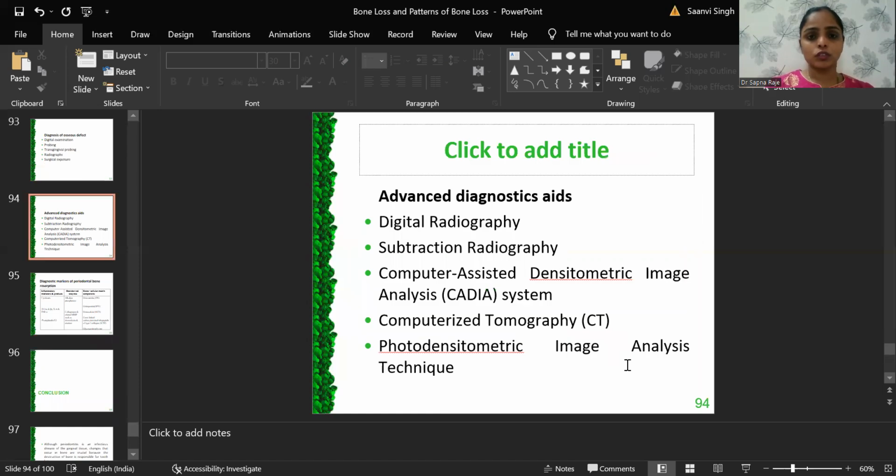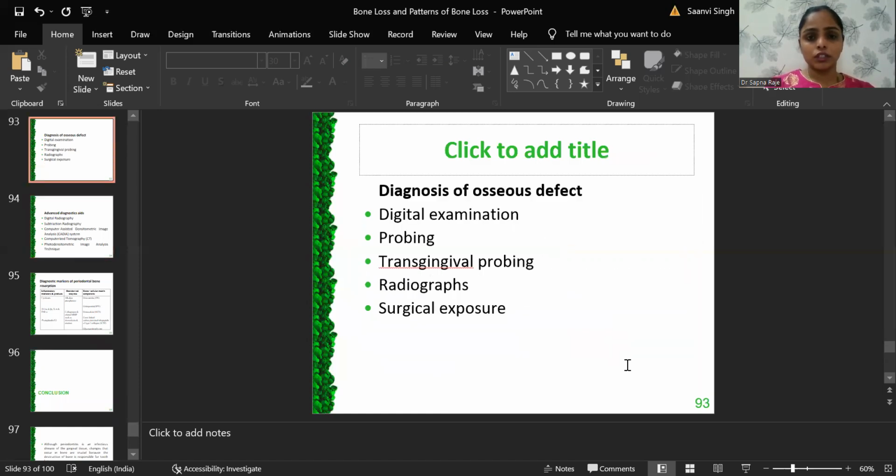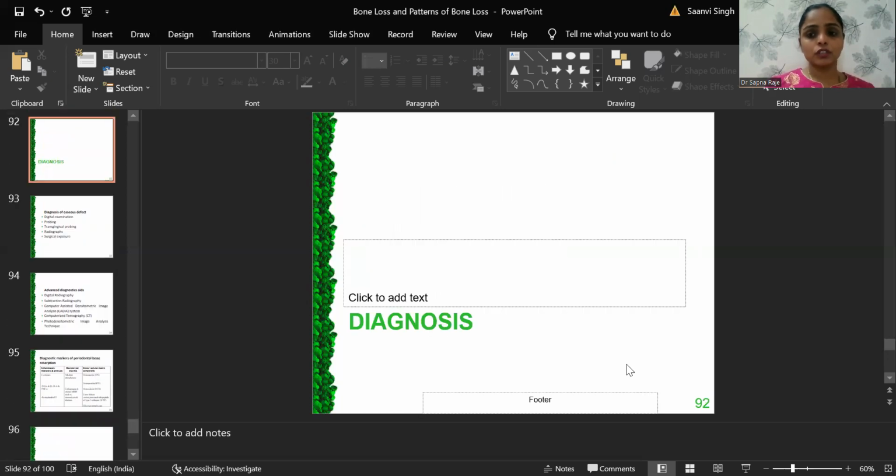This is how it is done in transgingival probing: with the help of a Nabers probe, you put the probe into the furcation area, and according to that you determine which type of defect it is. Then radiographs and surgical exposure are also used.